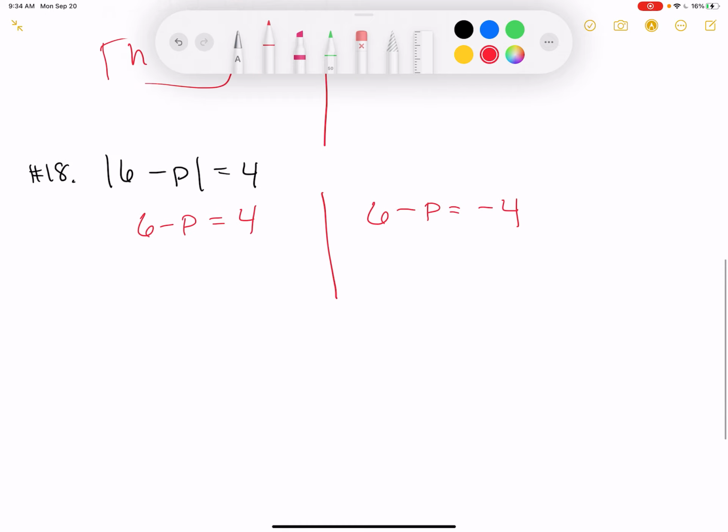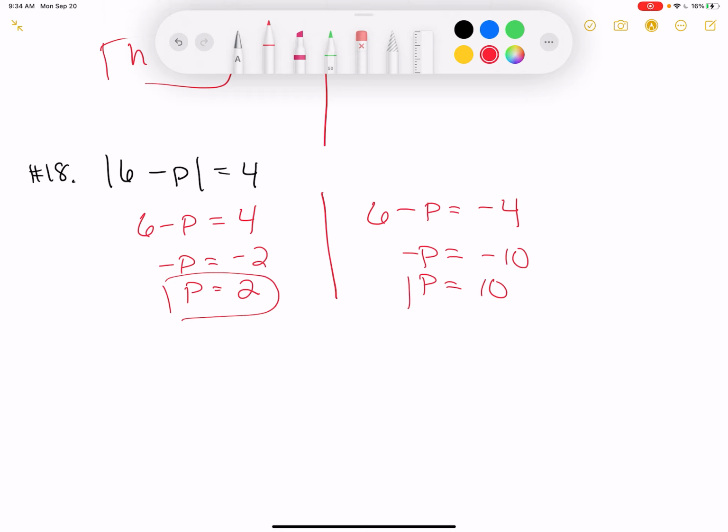You get negative, no, 2. Okay, so negative p equals negative 2. So p is equal to 2. How about this one? Negative 2. Oh, p is equal to positive 10. Yep, so 2 and 10 are the two solutions here.